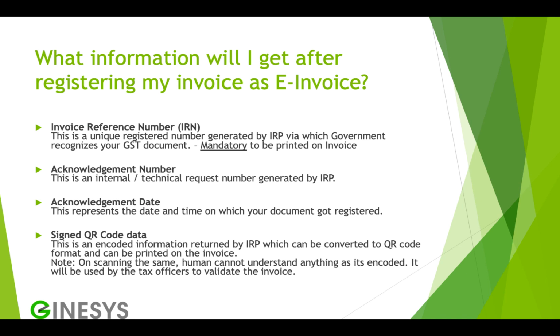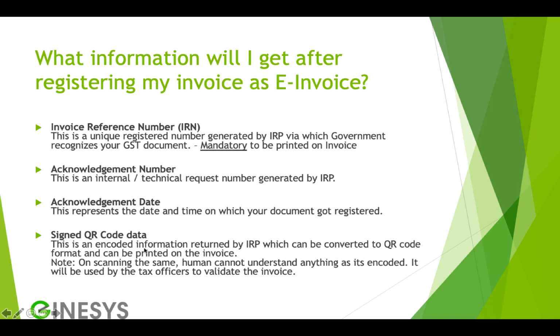What information will I get after registering my invoice as E-Invoice? Firstly, we'll get an invoice reference number. This is a unique registered number generated by the government portal against your GST document. It is mandatory to be printed on the invoice. Acknowledgement number: this is an internal, or you can say a technical, request number generated by the IRP. What is acknowledgement date? This represents the date and time on which the document got registered in the government portal.